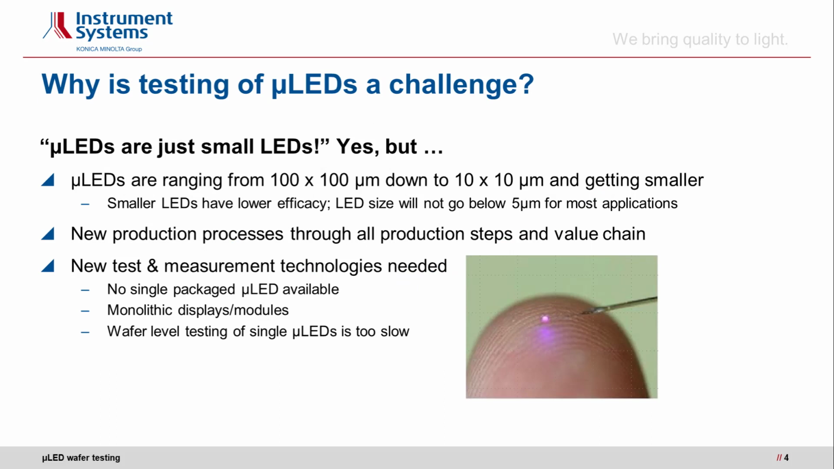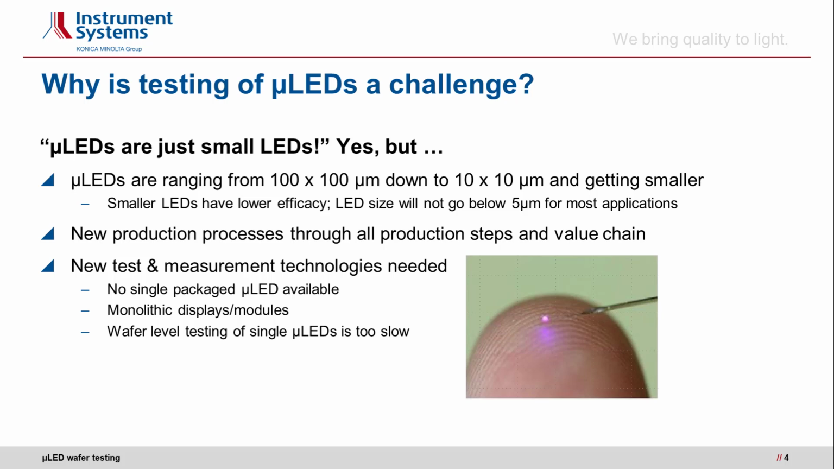So why is testing of micro-LEDs a challenge? Well, you could say that micro-LEDs are just small LEDs. This is true, but we have seen that micro-LEDs are really tiny. They are going down to 10 by 10 micrometer and even smaller than that. However, we know that smaller LEDs have lower efficacy, and probably for this reason, micro-LEDs will usually not go down below 5 micrometer for most applications.